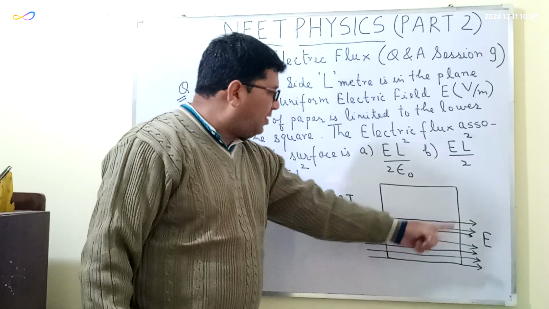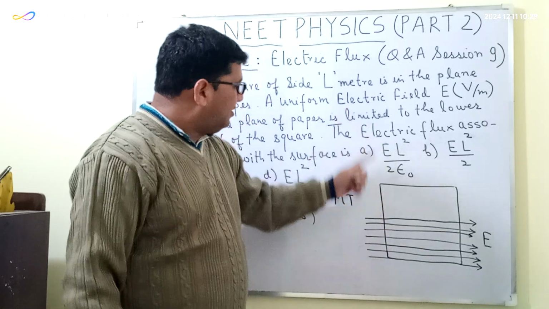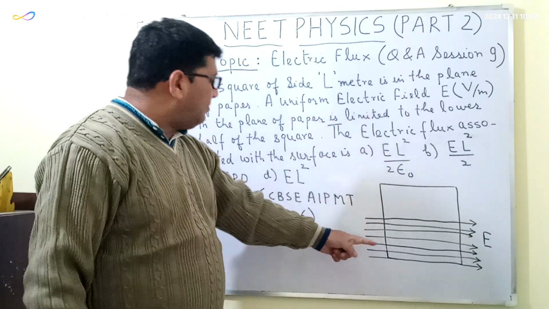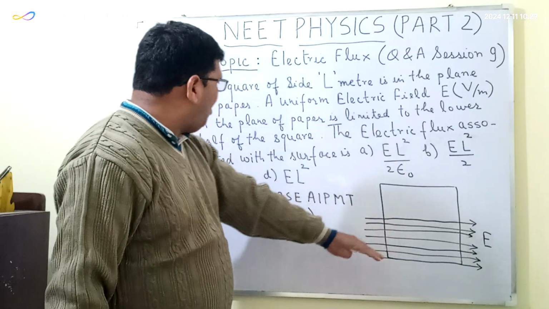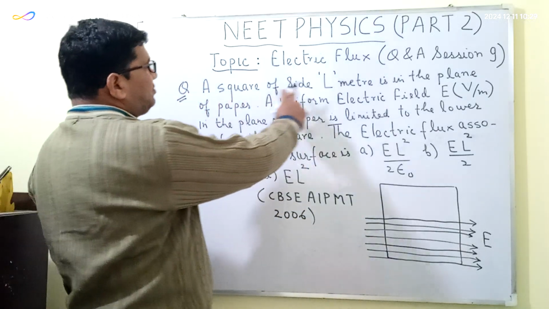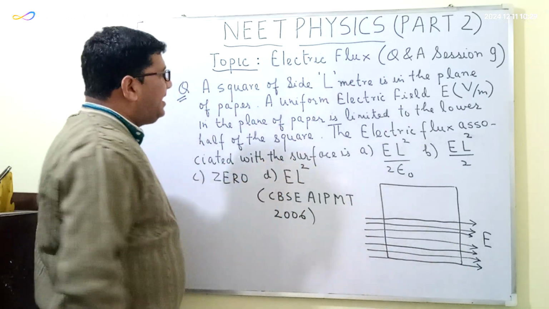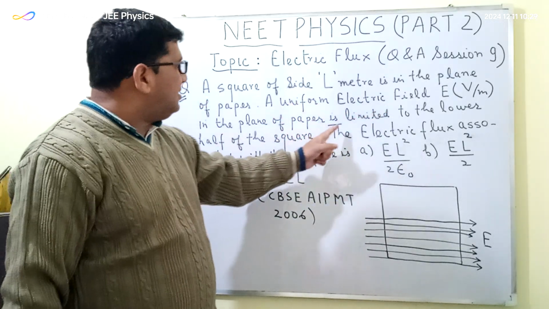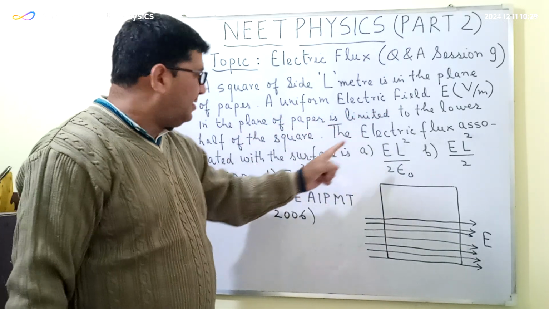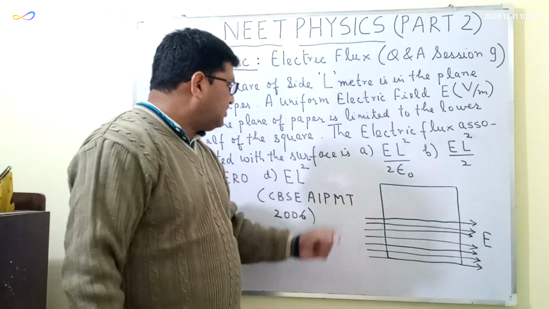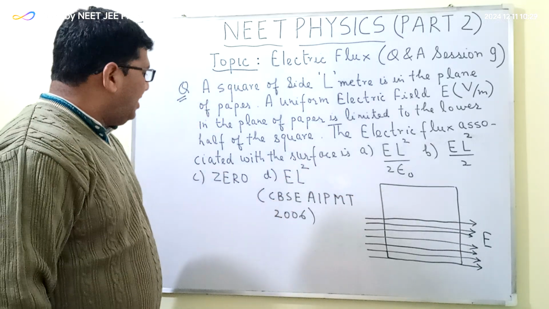So this is a square of side L meter, and the uniform electric field is limited to the lower half of this square, and this square is in the plane of the paper, and at the same time this uniform electric field is also in the plane of the paper. So the electric flux associated with this surface is, there are four options and we have to find the correct one.